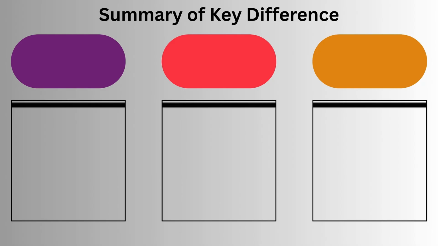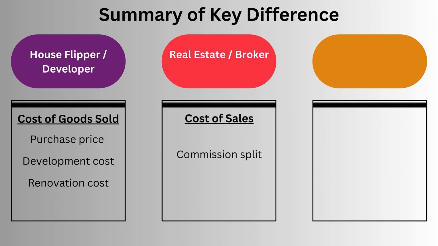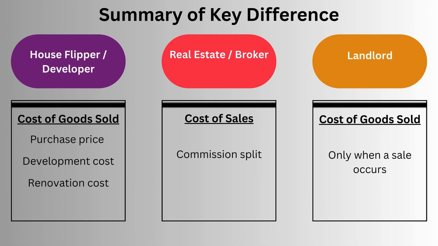For a house flipper or developer, they have a true cost of goods sold. It includes the purchase price plus all the development and renovation costs of the property they sold. For a real estate agent or broker, they do not have cost of goods sold. They have a cost of sales, which is the commission split they pay to others. And for a landlord with rental property, they have operating expenses like repairs and depreciation. They only have a cost of goods sold event if and when they finally sell the building.